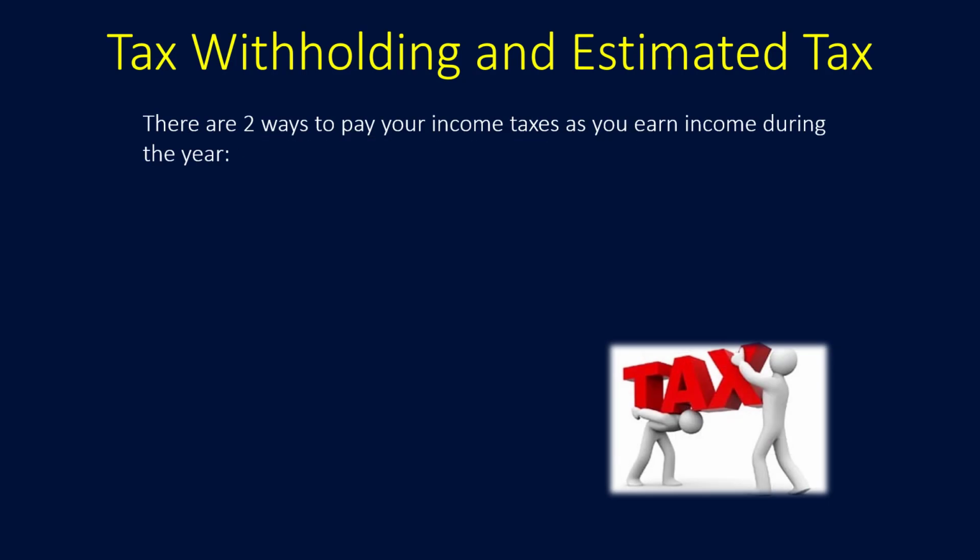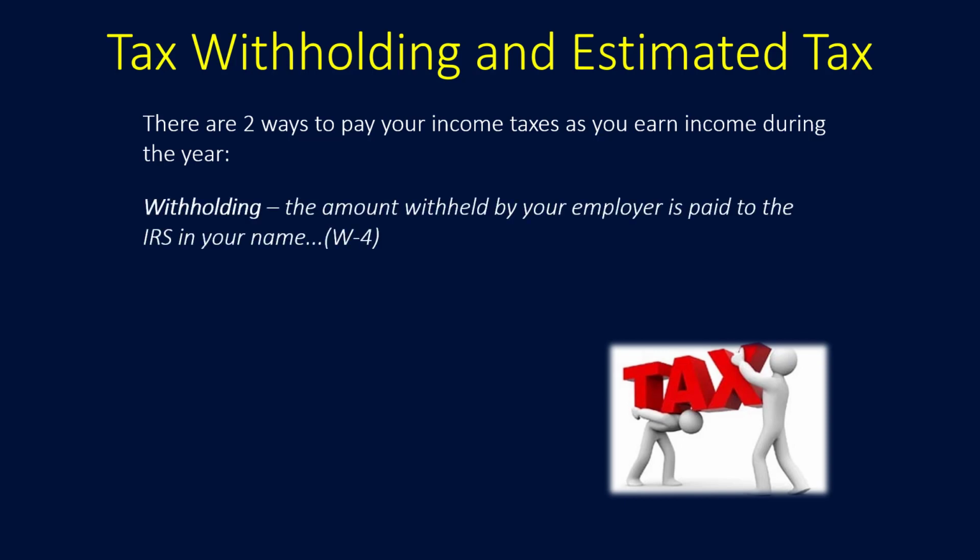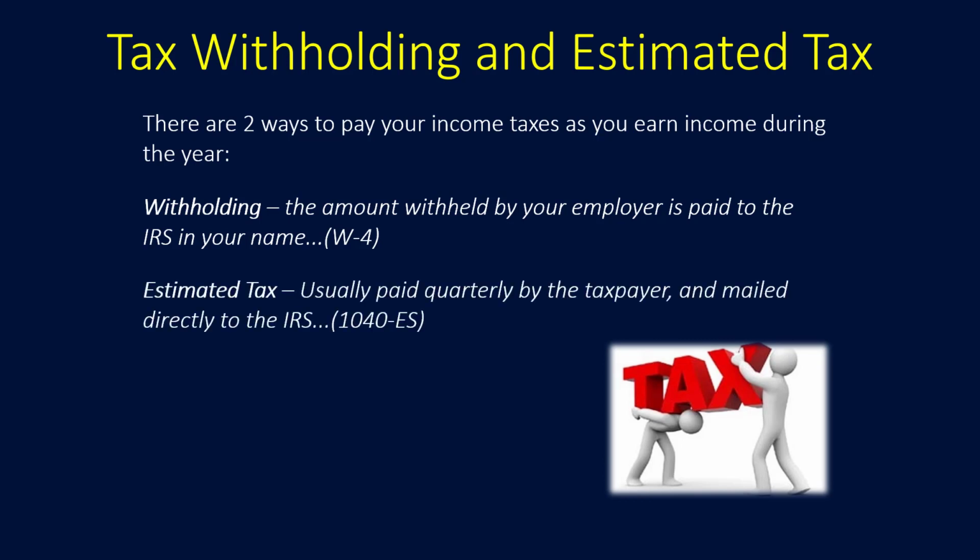There are two ways to pay your income taxes as you earn income during the year. There's withholding, which of course is the amount withheld by your employer, and it's paid to the IRS in your name, and you indicate this on your W-4. And there's estimated taxes, usually paid quarterly, and usually by those who are self-employed, paid quarterly by the taxpayer and mailed directly to the IRS. And there's a form that typically accompanies these payments, a 1040-ES.